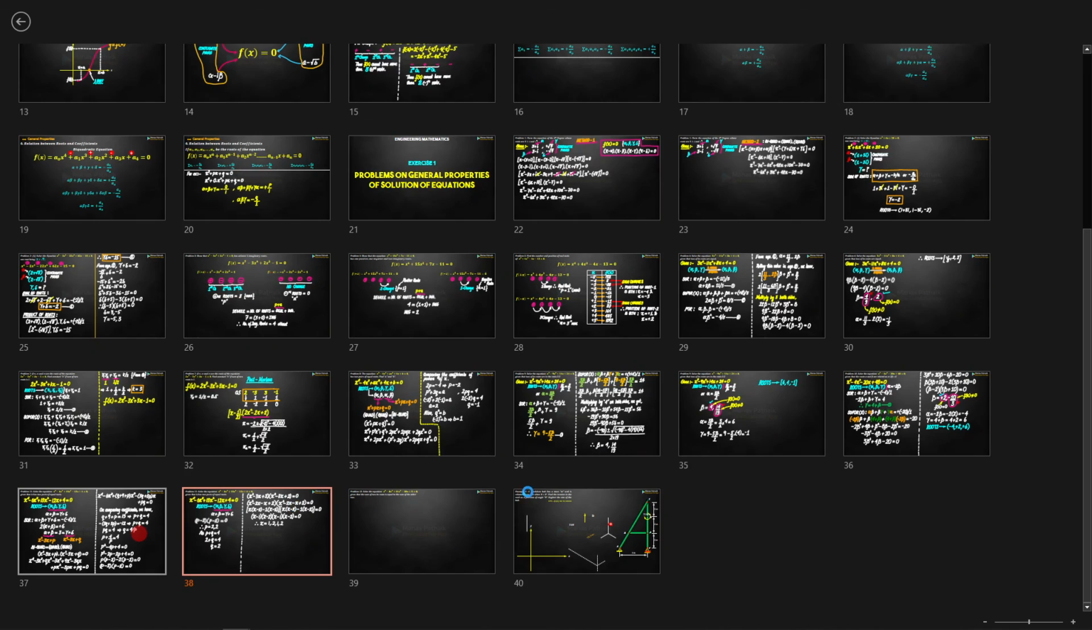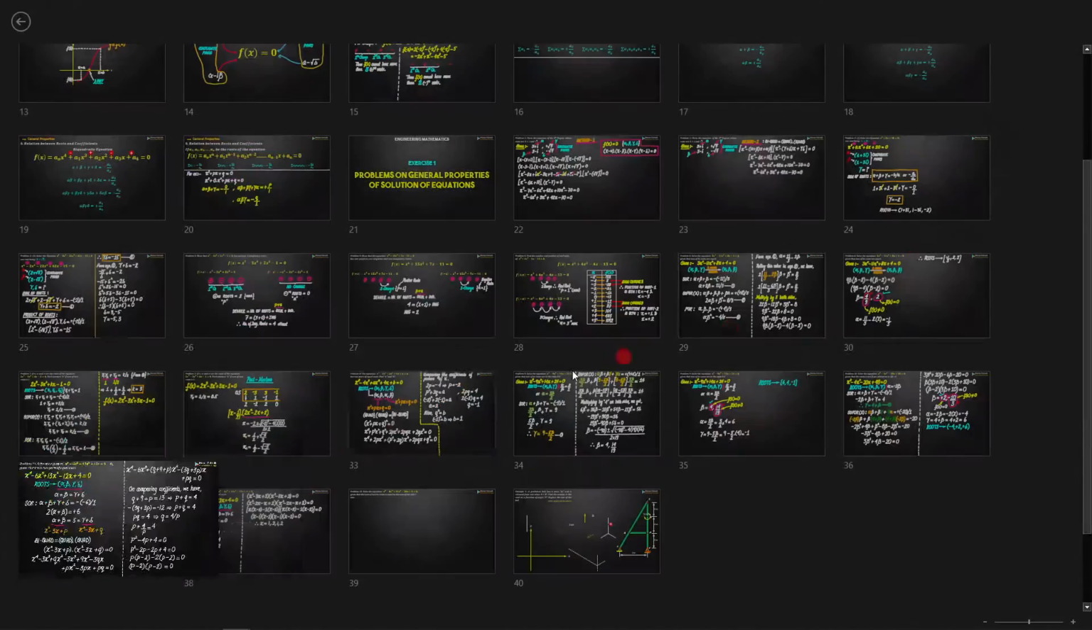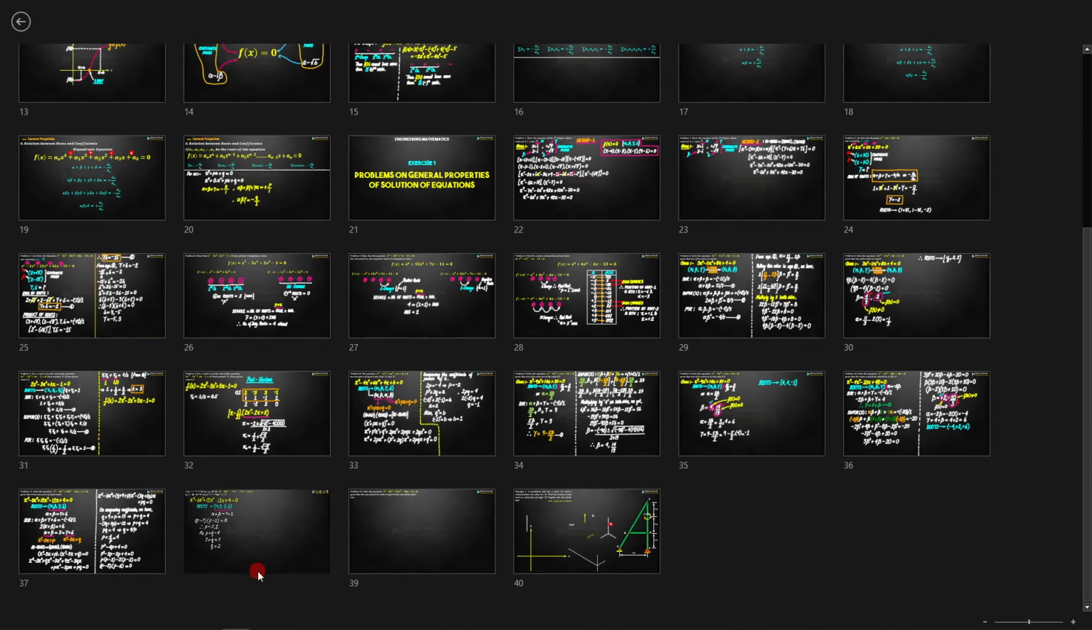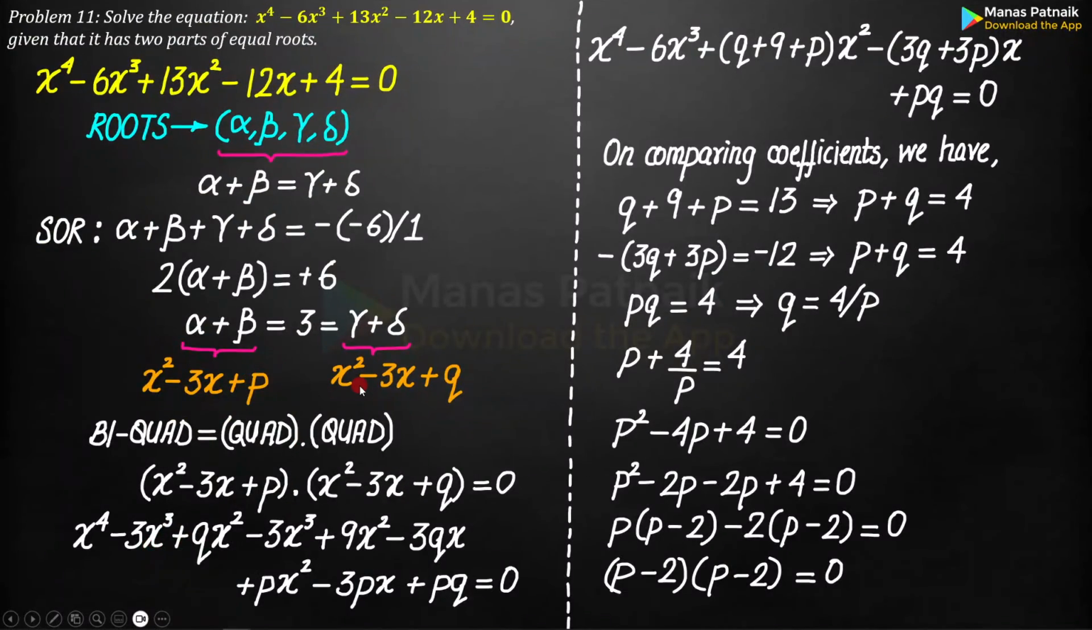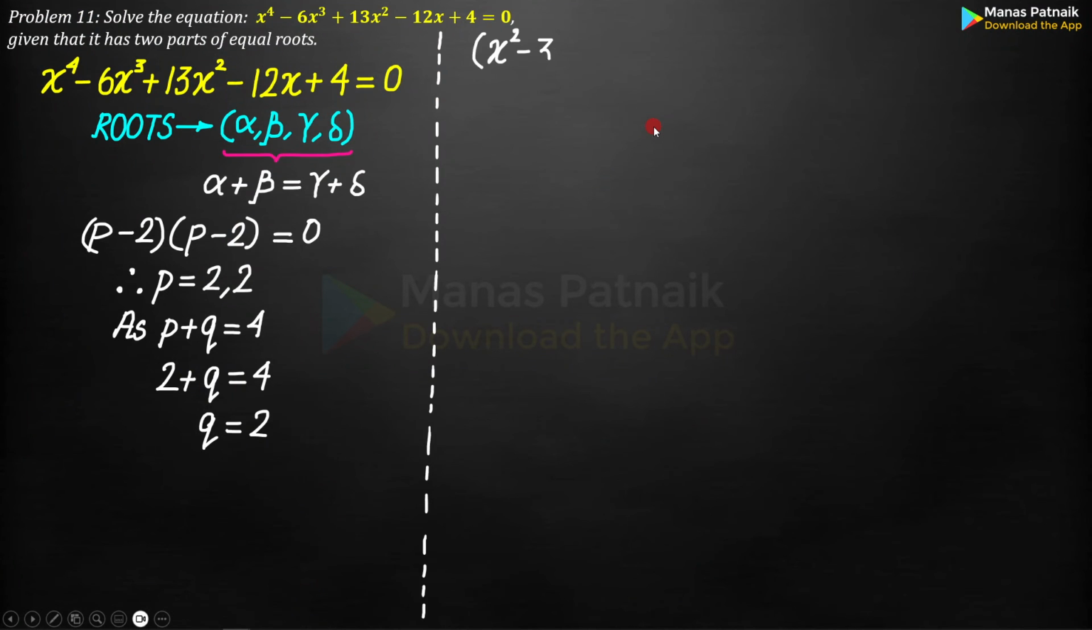Now you know the value of p. What about the value of q, sir? p and q have been related as p plus q is equal to 4. Let's use this. Here we go. Done. So the value of q obtained is 2. Done, sir. Now what? So once you've got p and q, you can plug in their values into these quadratic equations. Let me do that. Here we go. That's p and that's q.